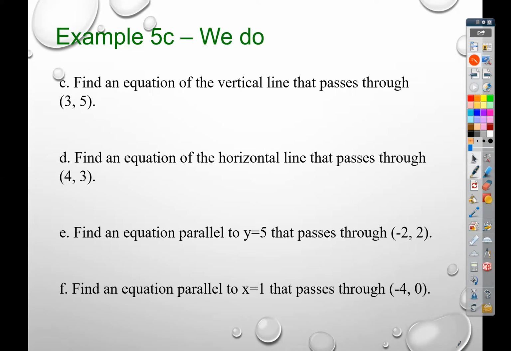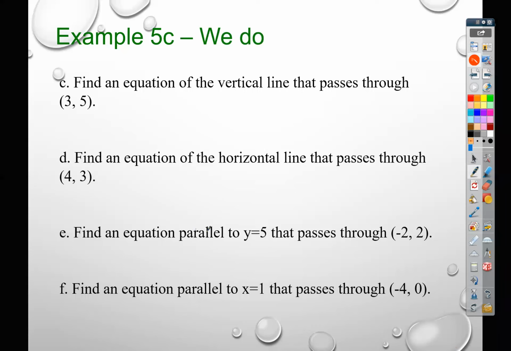Okay, I want you to look at E and F. Write an equation parallel to y equals 5. So what does y equals 5 look like? It looks like a horizontal line. So in this one, it would just be y equals 2. Find an equation parallel to x equals 1. So that would be an undefined slope. So I'm going to say x equals -4.